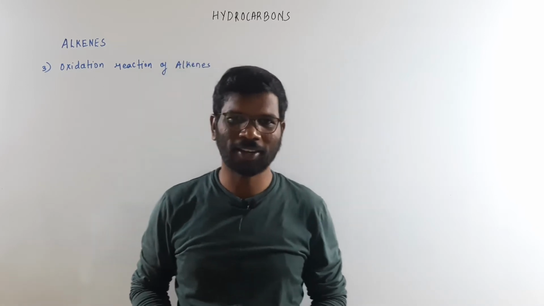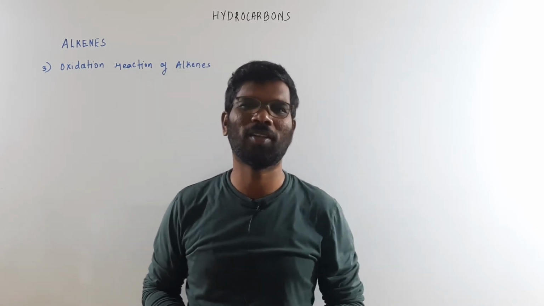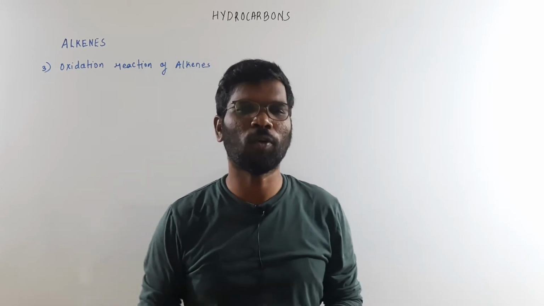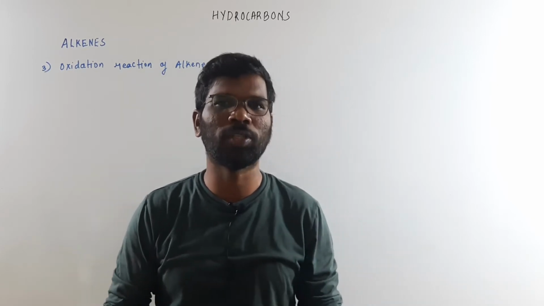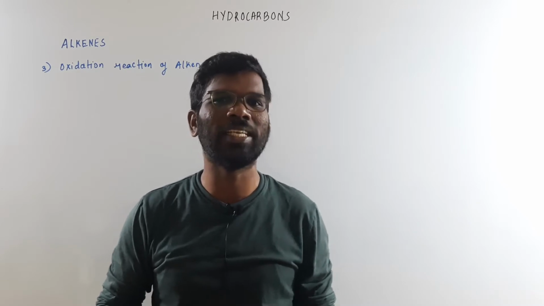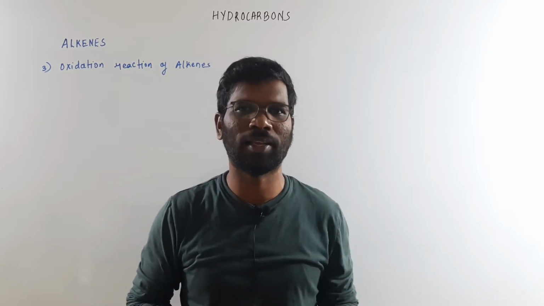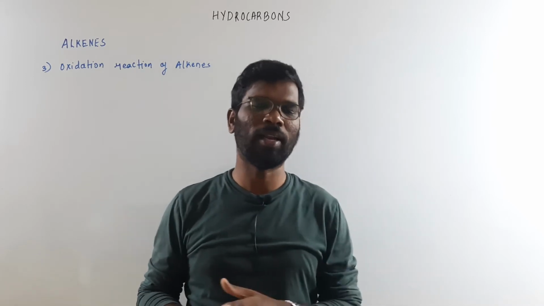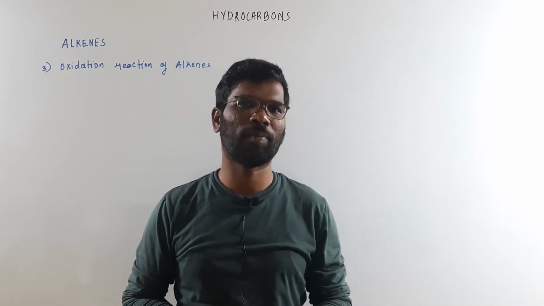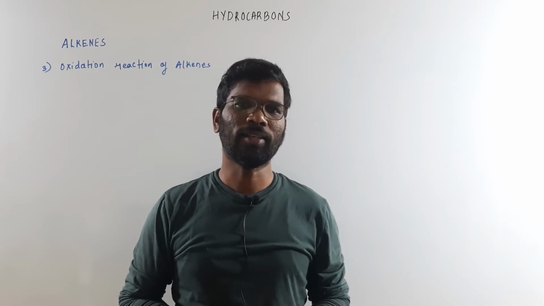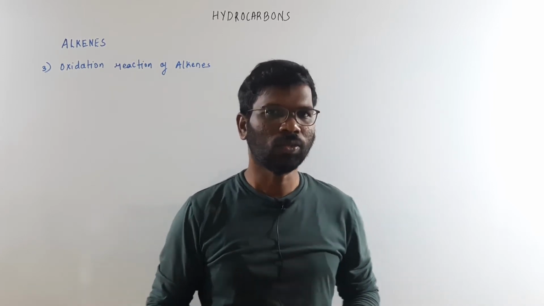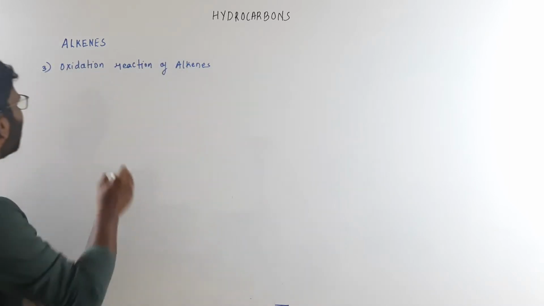Hello students, here we are going to learn about the oxidation of the alkenes. If you want to compare, alkenes usually get more easily oxidized compared to alkanes. If you take an alkene and an alkane containing the same number of carbons in the skeleton, the alkene is the one which will get easily oxidized.